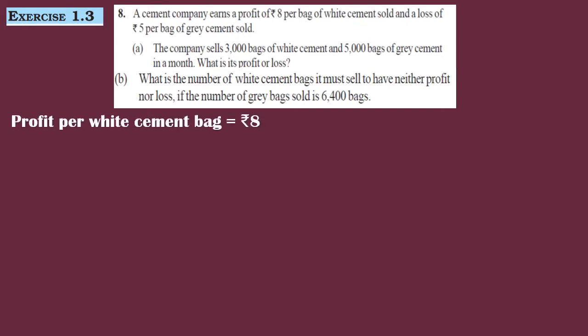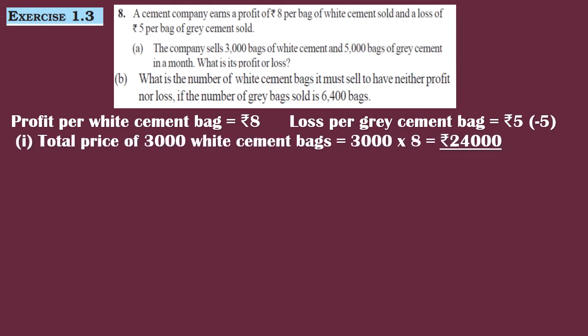So profit per white cement bag is rupees 8, and loss per grey cement bag, so each grey cement bag sold is minus 5, consider minus 5 because it is a loss. So the company sells 3,000 bags of white cement. Let us see, the total selling price of 3,000 white cement bags will be how much? 3,000 into 8, which is equal to 24,000.